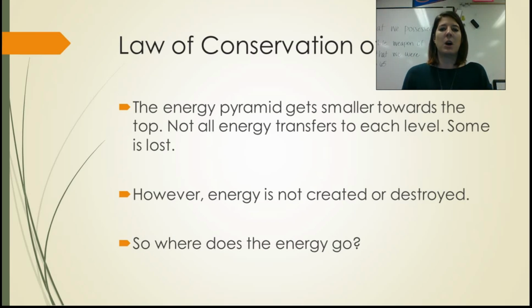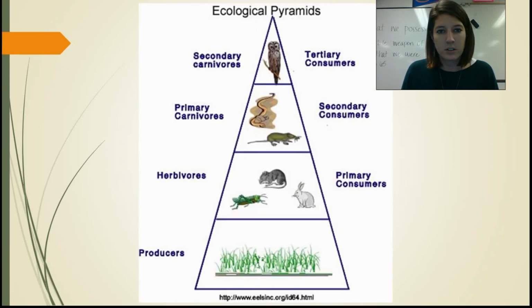So the energy pyramid gets smaller towards the top. Not all the energy is actually transferred to each level. Some of the energy on each successive level is lost. Every time one organism eats another organism, some of that energy is lost. It's not a perfect transfer. So in order to support the owl up here, we need more snakes and moles here, and we need even more grasshoppers and bunnies here, and we need even more producers down here.